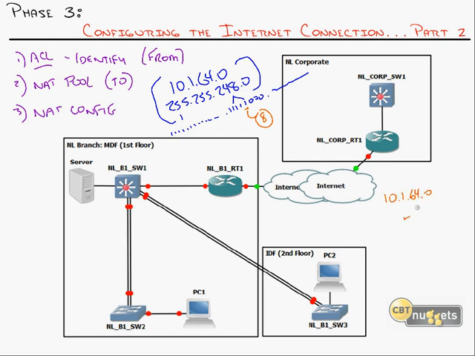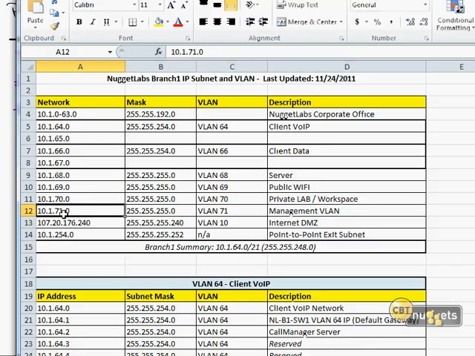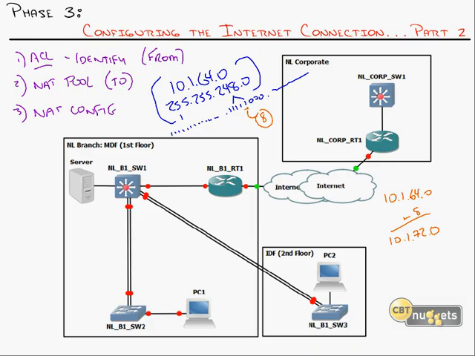10.1.64.0 plus 8 gives me 10.1.72.0, right? Which, if I look back at my spreadsheet, is where we end. We notice our branch office goes from 64, 5, 6, 7, 8, 9, 70, 71. So this management VLAN takes us from 10.1.71.0 through 71.255, that's the last IP address in that, and then starts 72, which happens to be the next subnet.